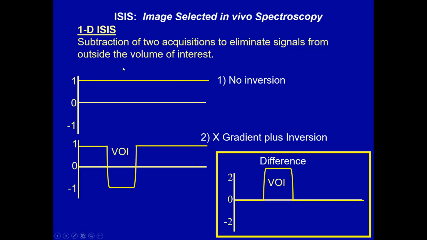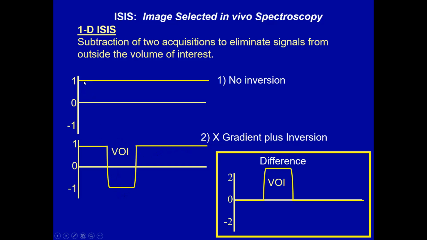This might be a pulse acquire experiment, and you get a signal from the whole brain, or the entire sensitive volume of the coil. Then you do another acquisition, where you've applied a gradient and a frequency selective pulse to invert a region of the spins. If you subtract these two, then you'll be left with a signal coming just from the volume of interest.